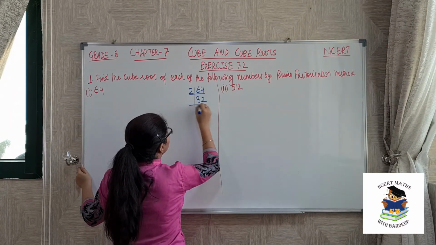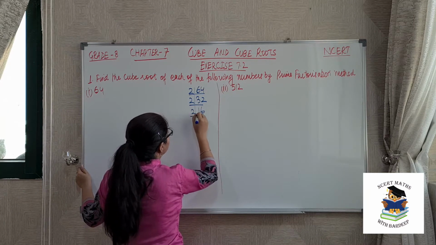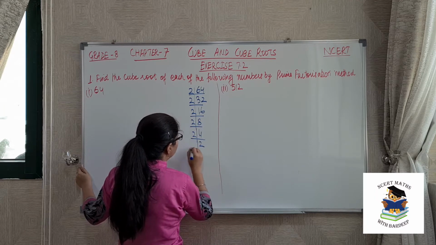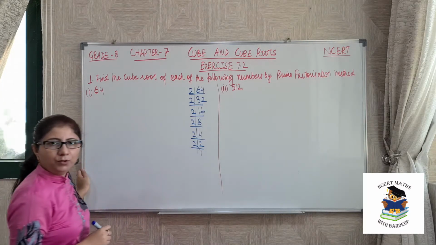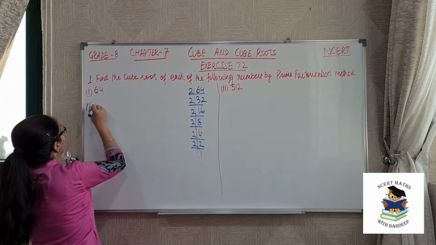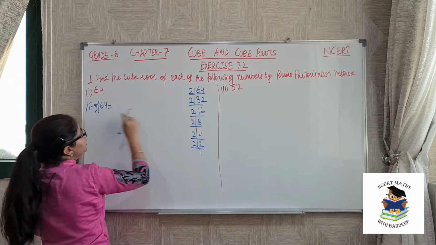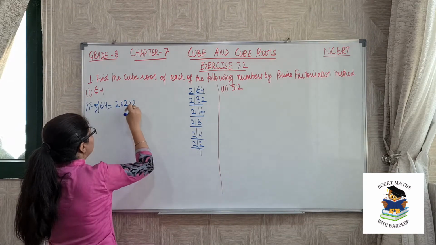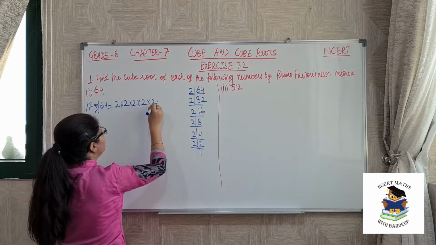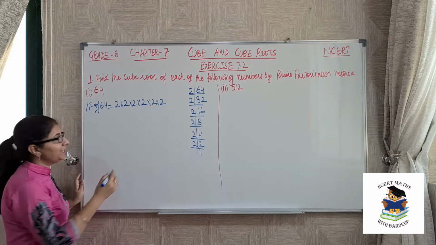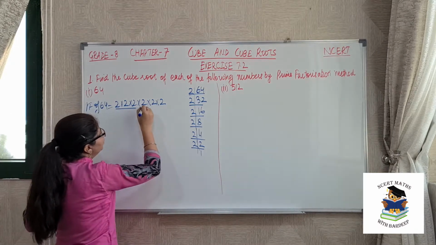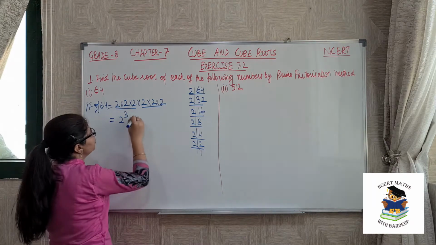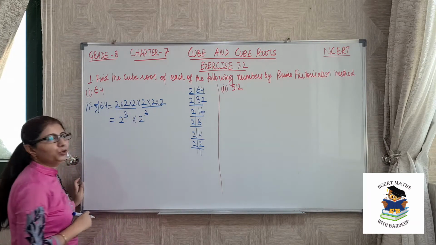So this is 32. Okay, then 16, 8, 4, 2 and 1. So prime factorization of 64 is equal to 2 six times. Okay. So next step is, see, this is a group of 3. This is also a group of 3. So we will write 2 raised to power 3 into 2 raised to power 3.